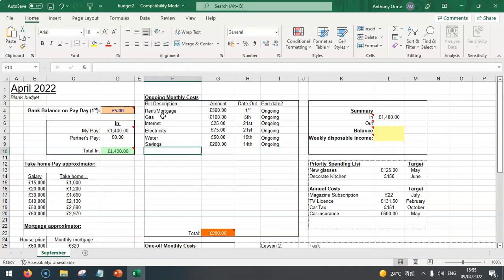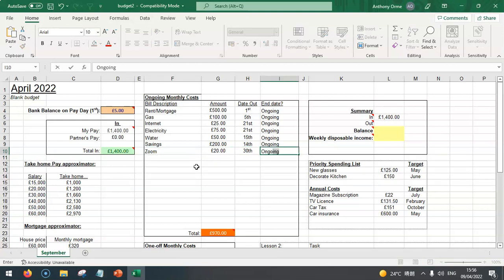I've got maybe my Zoom, which is about 20. That comes out on the 30th of every month. And my Microsoft bill, which I think is about £12.99. That comes out on the 14th, ongoing.